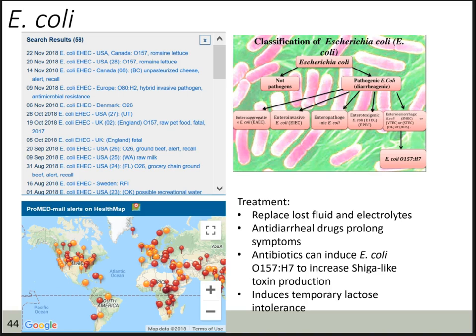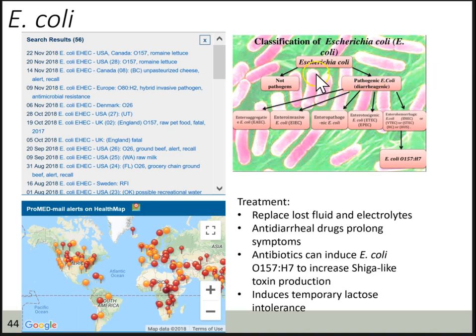The treatment is replacing lost fluids and electrolytes. And again, just like with the viruses, antidiarrheal drugs prolong the symptoms. Antibiotics can induce O157:H7 to increase Shiga-like toxin production. And this infection can also induce temporary lactose intolerance, which I just find fascinating.